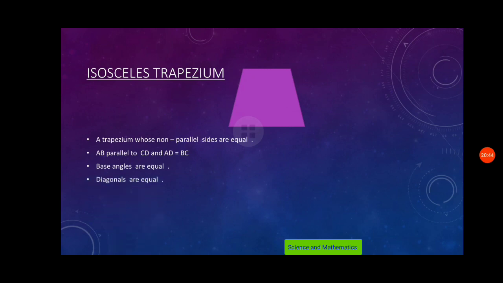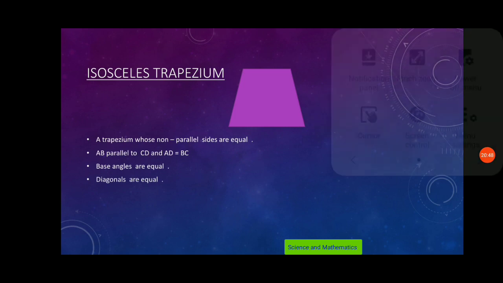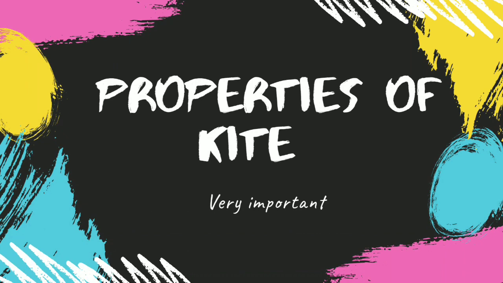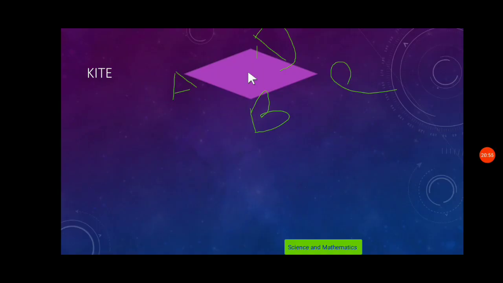Now let's move on to our next shape, that is kite. I am using my cursor so that you can check it out very clearly. Now this is a kite shape. Everyone, I hope you have all seen kites, and this is the shape. There is a ribbon-like thing attached to the kite, which we fly on Makar Sankranti or something like that. In festivals we do that. This is the same kite shape.